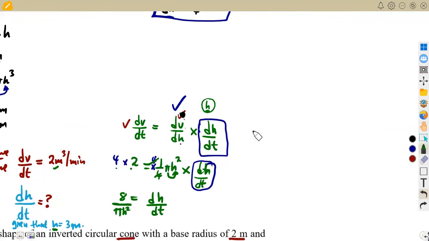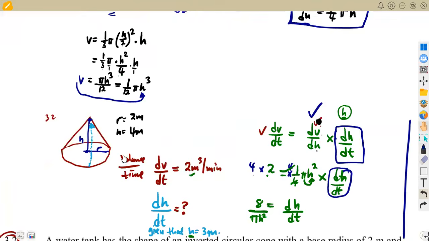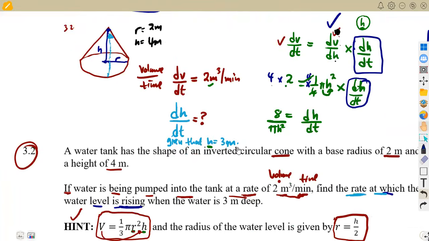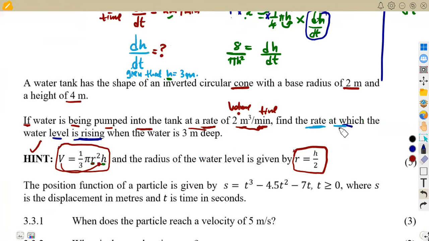So therefore we can find our exact value for dh/dt, which is the change of height with respect to time, from this expression that we are given as 8 over pi h squared. This h is the height, not the height of the cone. Take note. It is the height at that moment, because here they are saying, find the rate at which the water level is rising when the water is 3 meters deep.